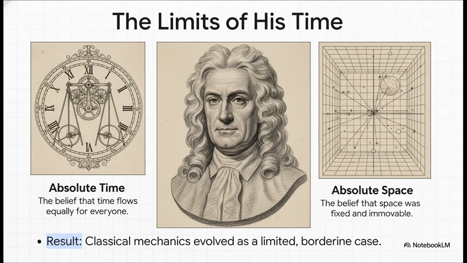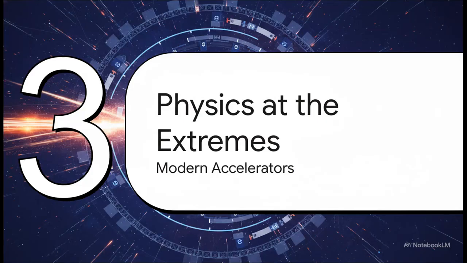And you have to remember, his entire framework was built on ideas of his era, mainly the belief in an absolute unchanging time and an absolute immovable space. We know now that's not how the universe works, but those ideas essentially boxed his mechanics into a special borderline case, not the complete picture. So for hundreds of years, that second term just sat there, unused. But what happens when we can finally put it to the test?